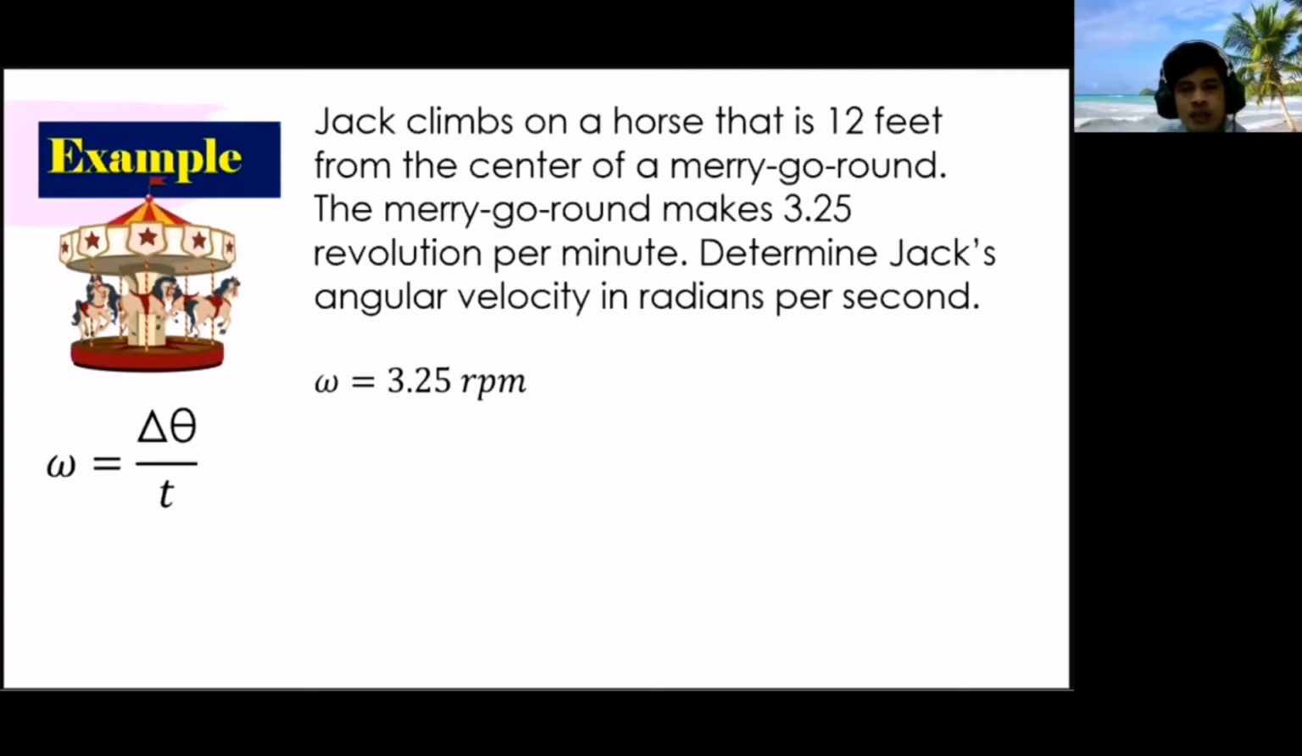3.25 revolutions per minute, and you're just going to convert that into radians per second. Remember, 1 revolution equals 2 pi radians. Is that clear? 1 revolution is equal to 2 pi radians, or 360 degrees is equal to 2 pi radians. Right, on the chat box, please.